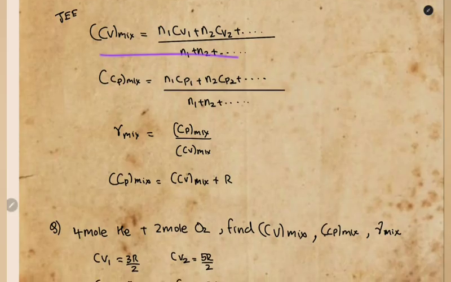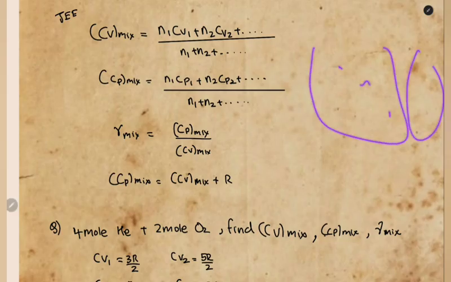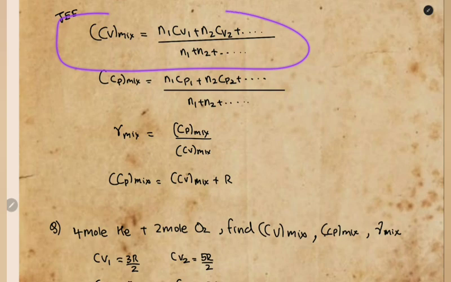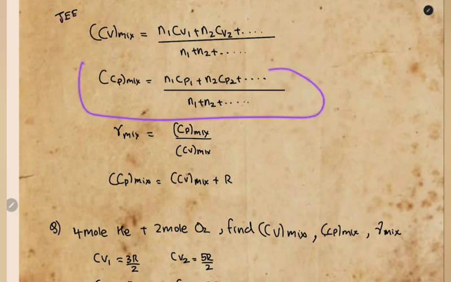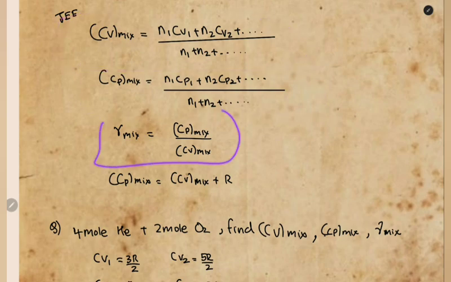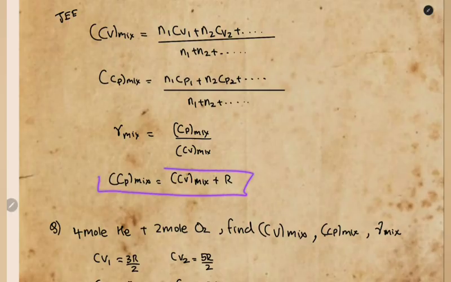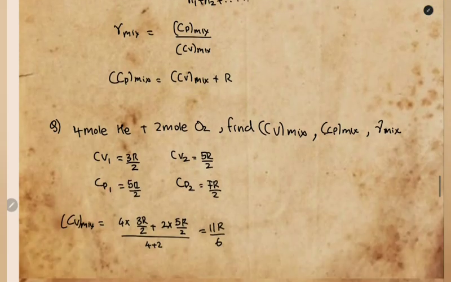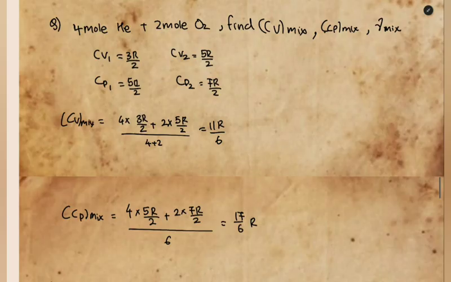So this is a CV mix. What if a lot of CVs are there? Like, the first CV is this much for n1 moles, and the second CV is this much for n2 moles. You need to apply this formula. If you want CP mix, you need to apply this formula. When you want gamma mix, you need to apply this formula. When you need the relation between CV mix and CP mix, you need to apply this formula. This is just an averaging process with some modifications. That's it.